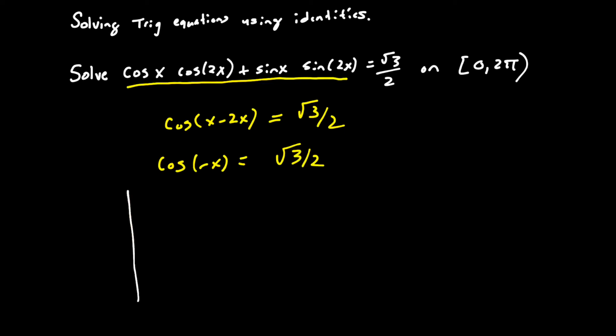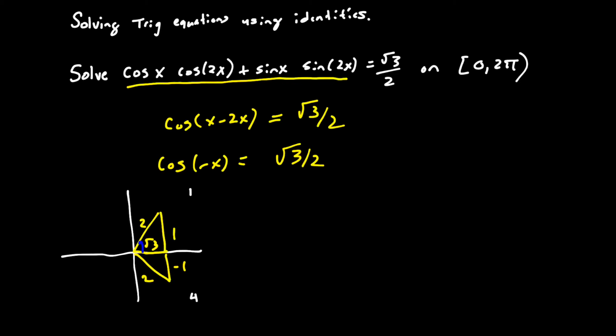Then we can go ahead and form our right triangles. We know that our cosine needs to be positive in quad 1 and also quad 4. Then our right triangle is going to have adjacent side length square root of 3 and hypotenuse 2. And it's going to have an opposite side length of 1.